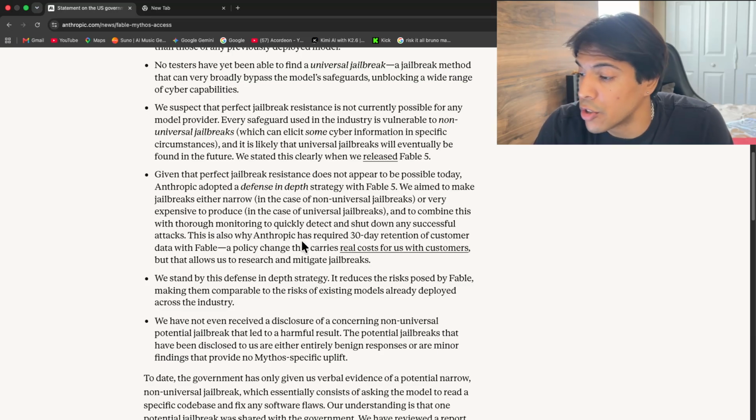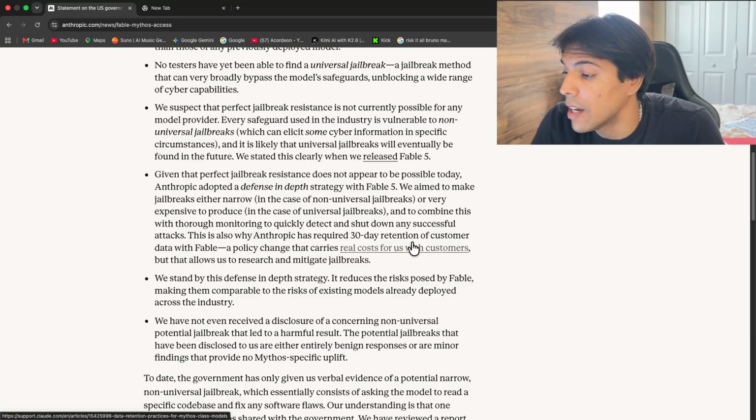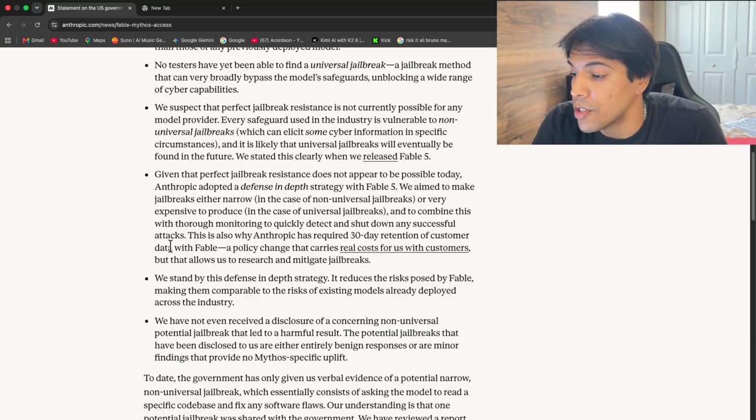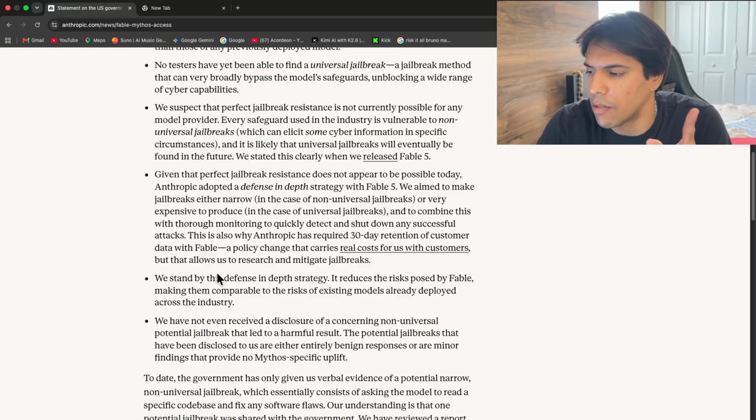This is also why Anthropic has required 30-day retention of consumers' data with Fable. A policy change that carries real costs for us with customers. Wait, let me understand that real quick. A policy change that carries real costs for us with customers, but that allows us to research and mitigate jailbreaks.